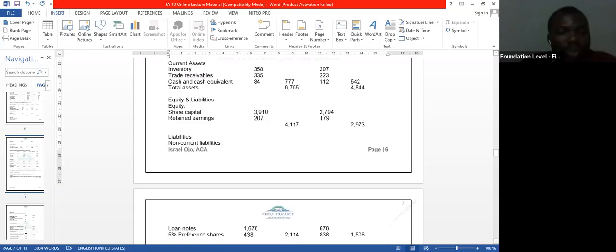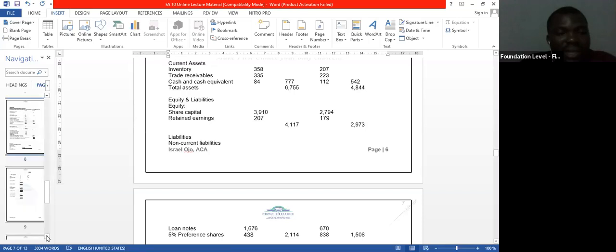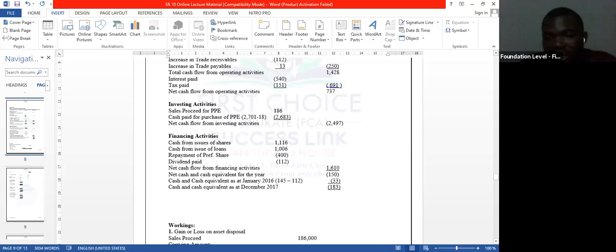183. Now let's see what we have as our cash and cash equivalent December 2017 based on our cash flow. What we have there is 183 negative. Can you see? They are the same, 183 negative. So we are good to go. It means that we have prepared the appropriate statement of cash flow that is required of us.